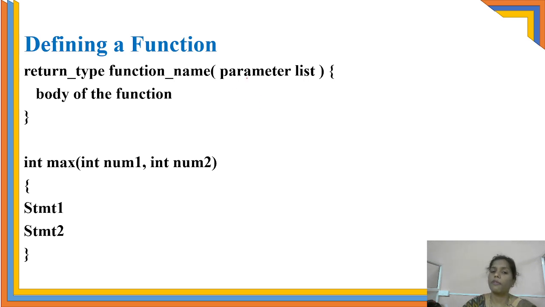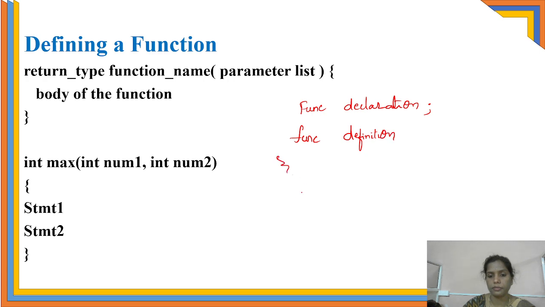So before going to know how to use the function, you need to know three statements. Those are function declaration, function definition, and function call. So to use functions, we need to know these three: function declaration, definition, and function call.